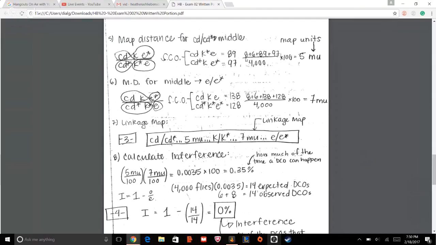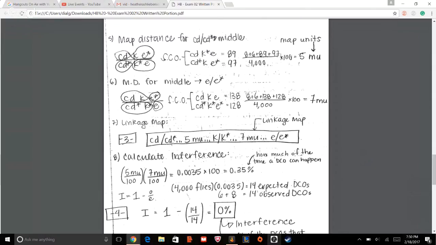So what we do is we take the double crossovers from above, 8 plus 6 plus 89 plus 97, divided by 4,000 total individuals. And I got that by adding up all of the numbers that they gave us in the chart. You take that and you multiply it by 100, and you get 5 map units.